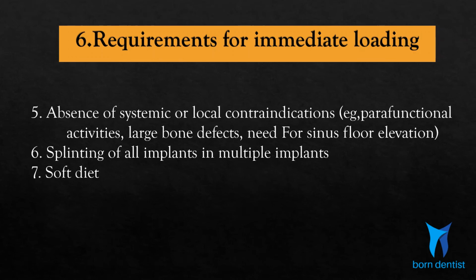The sixth criteria says whenever you encounter multiple implants, they have to be splinted together when they are to be considered for immediate loading, because splinting will reduce stress on each implant and distribute the stresses evenly to all the implants together. So each implant is going to receive only less load. And finally, the patient should be put on a soft diet initially. For a period of 4 to 6 weeks, the patient has to be advised to chew only soft diet.